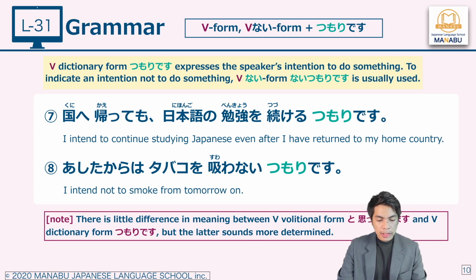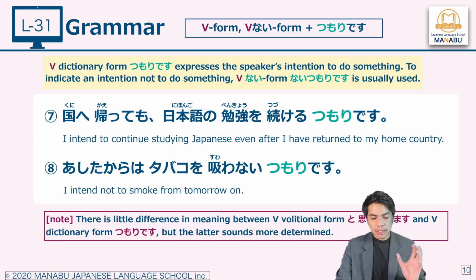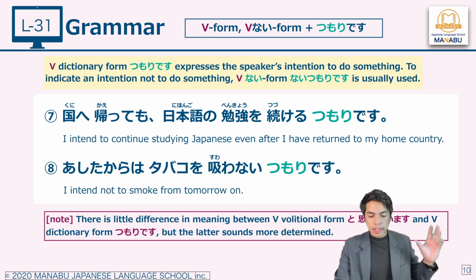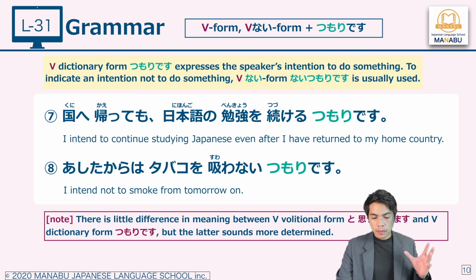Number 8, 明日からはタバコを吸わないつもりです. So I'm determined to stop smoking starting tomorrow. So 明日からは, from tomorrow, タバコを吸わない, don't smoke. 吸わない, so verb ない つもりです, 吸わないつもりです. I intend not to smoke from tomorrow on.